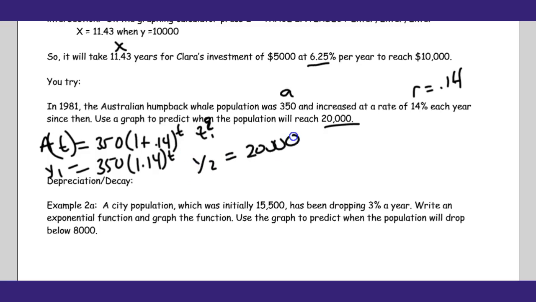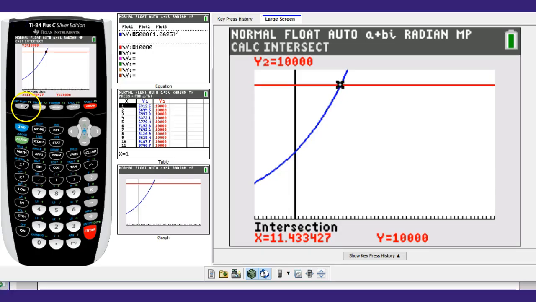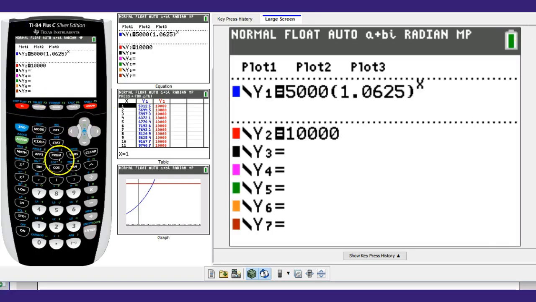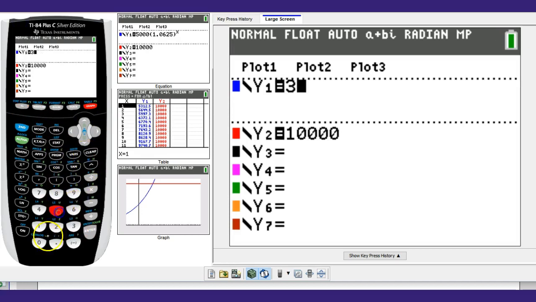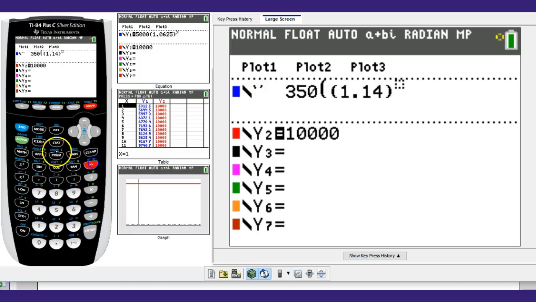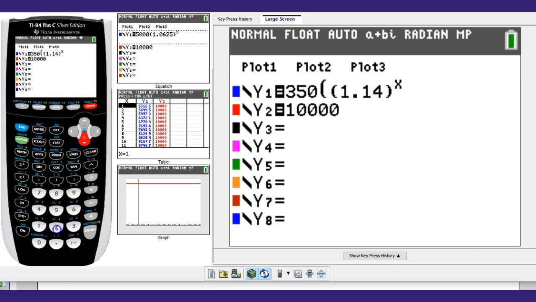So let's go back to the calculator. Our equation is 350 times 1.14 raised to the X. And then down here, we're looking at 20,000.